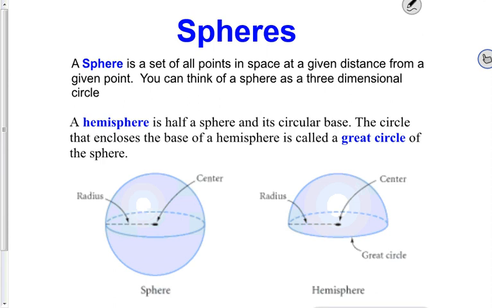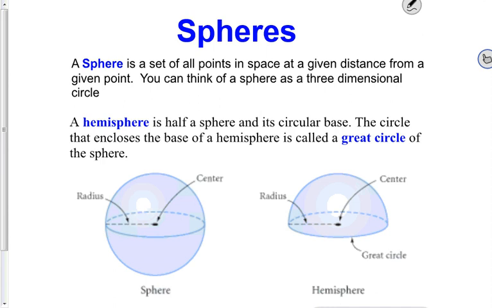Finally, we talk about spheres. A sphere is a set of all points in space at a given distance from a given point. You can think of a sphere as a three-dimensional circle. A hemisphere is half of a sphere and its circular base. The circle that encloses the base of a hemisphere is called a great circle of the sphere.